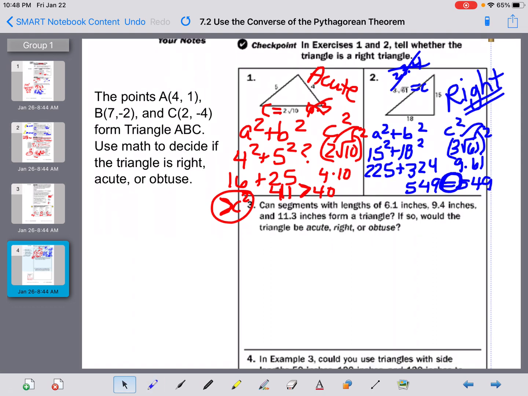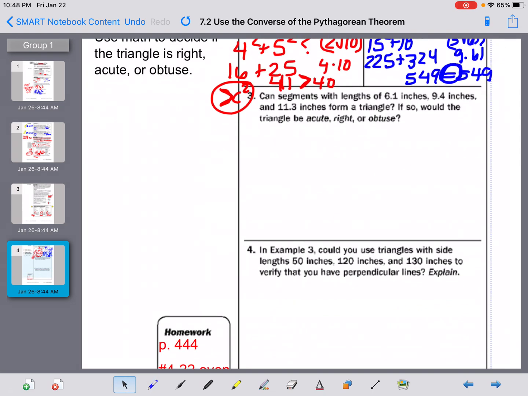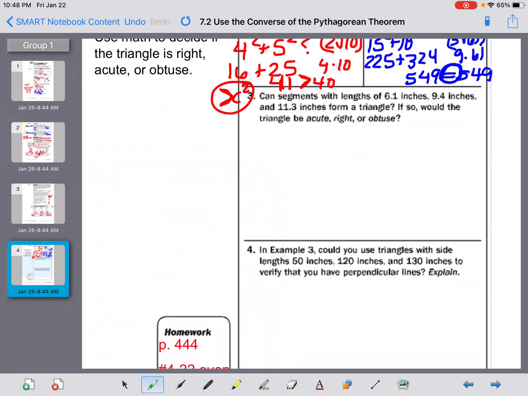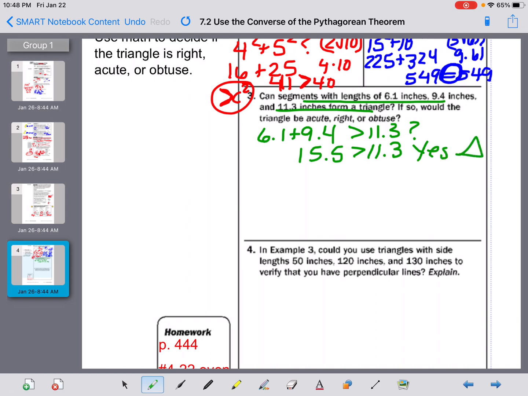All right, moving on to number 3 here, some decimals. But I need to be careful, okay, because the very first question it says is, can the segments with these lengths form a triangle? So remember, back from our chapter 5, what we learned, take your two smallest ones, add them together. Is it bigger than 11.3? That's the question we're checking. Well, 6.1 plus 9.4 is 15.5. Is that bigger than 11.3? Yes, so that means we have a triangle.